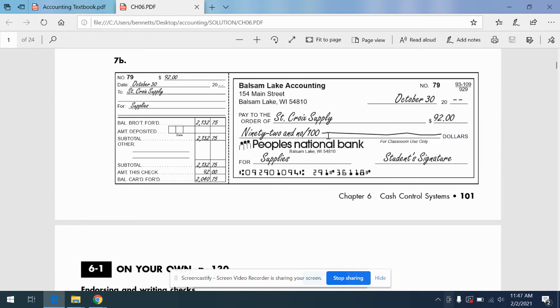You also have to write it out in letters or in words. 92 and no cents, so $92 for supplies. And then the last thing that you need to do, Andrew Stern, is what? You've got to sign it, right? Sign it at the bottom. You would put Andrew Stern down there since you are allowed to write checks for Balsam Lake Accounting. And you cut the check and get it out to St. Croix Supply. So, pretty straightforward, okay?